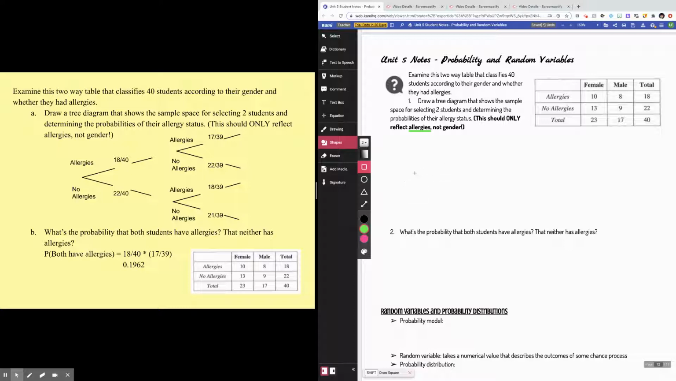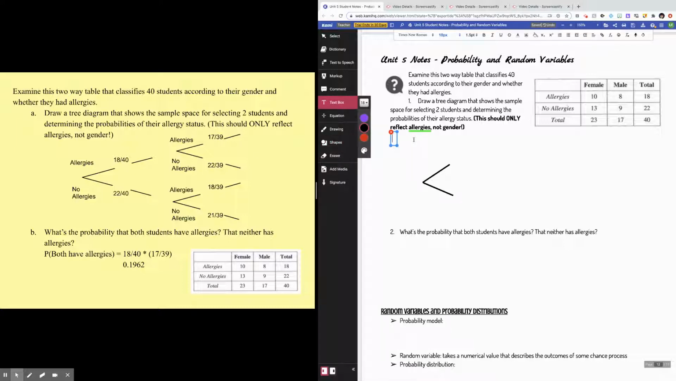So I'm going to start with my first person that I select, my first student. I have 2 options. That student can either have allergies or not have allergies. Just to make this a little easier when I'm drawing it here, but you can see the full thing written out on the left side of your screen, I'm going to say A means allergies and N means no allergies. So here on my first branch, I have A on my top branch and N on my bottom branch.